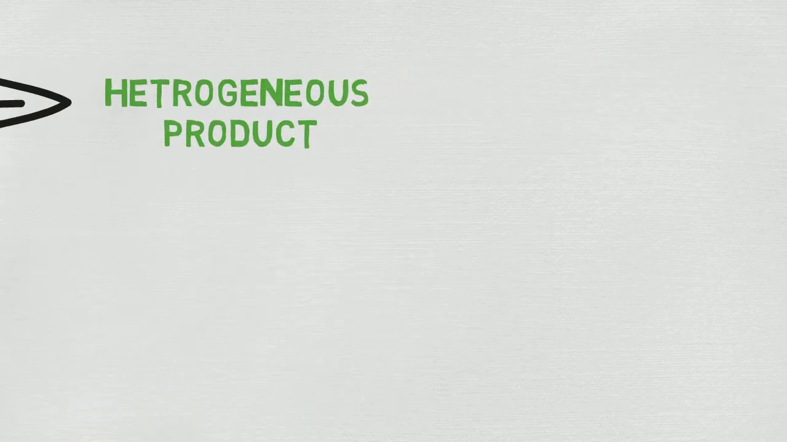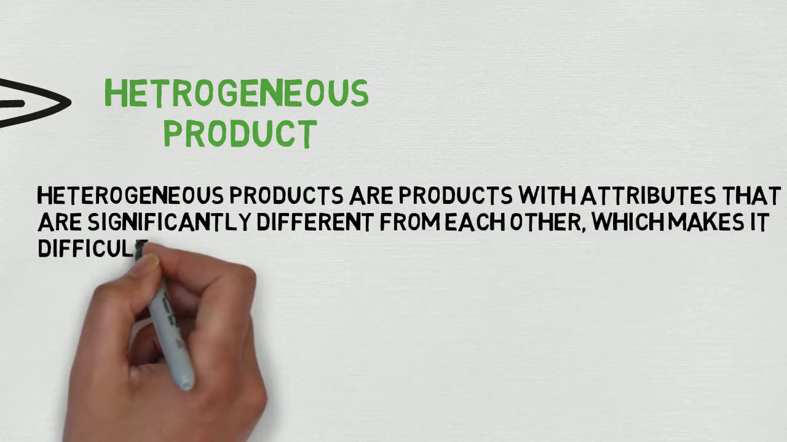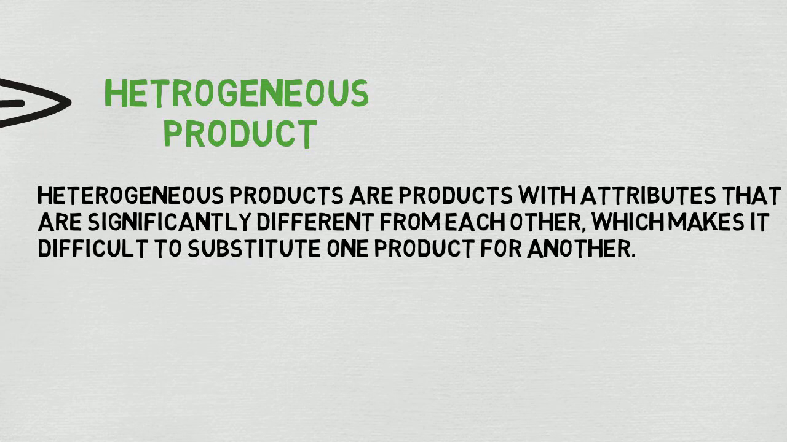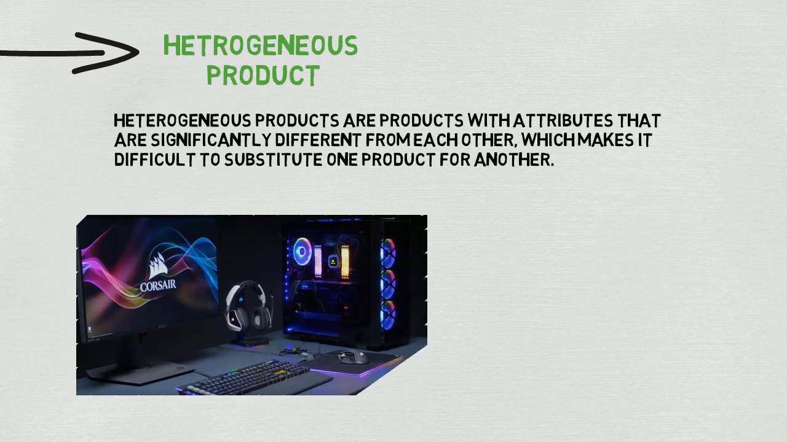Moving over to heterogeneous products. Heterogeneous products are products with attributes that are significantly different from each other, which makes it difficult to substitute one product for another. A great example of that would be a computer and a mobile phone.